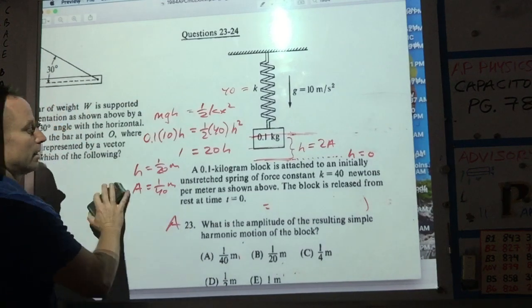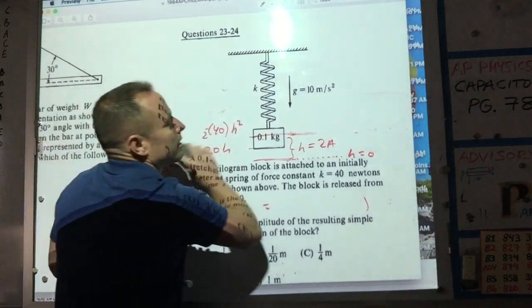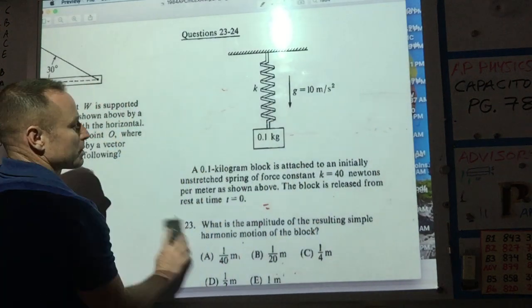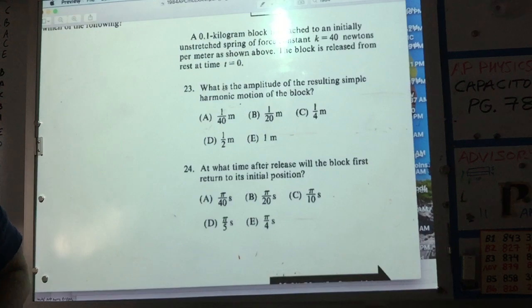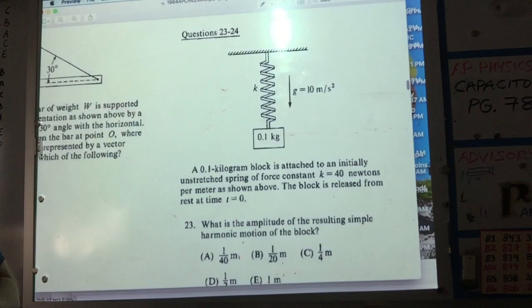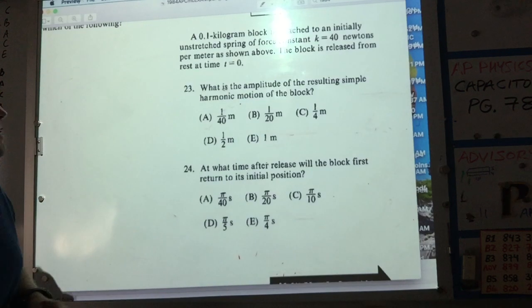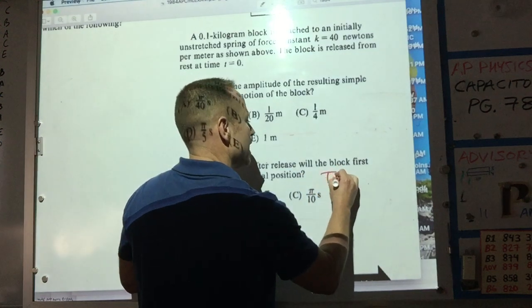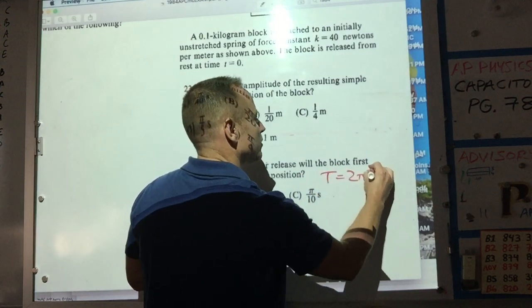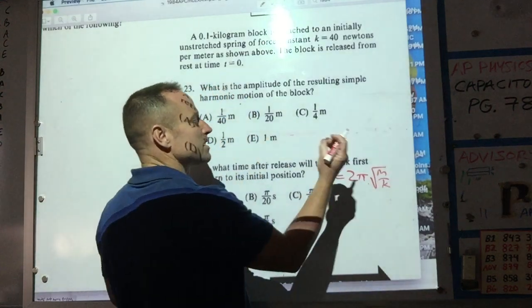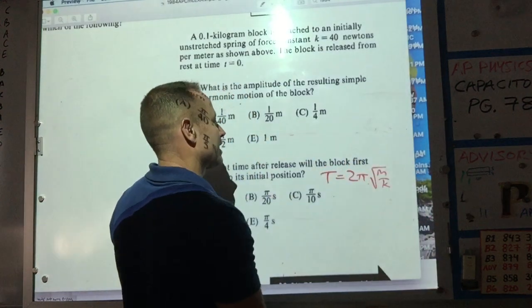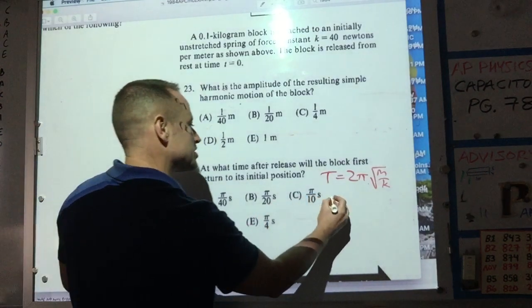Okay. That was probably the sneakiest one so far. Let's see. 24. At what time after release will it return to its initial position? That's just code word for find the period. So for a mass on a spring, that goes like 2 pi root m over k. The way I figured out which one goes on top is if something's heavier, it's going to take longer to bobble back and forth. So this is just kind of plugging and chugging.